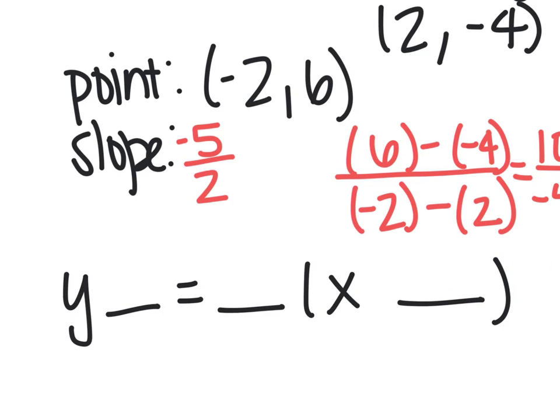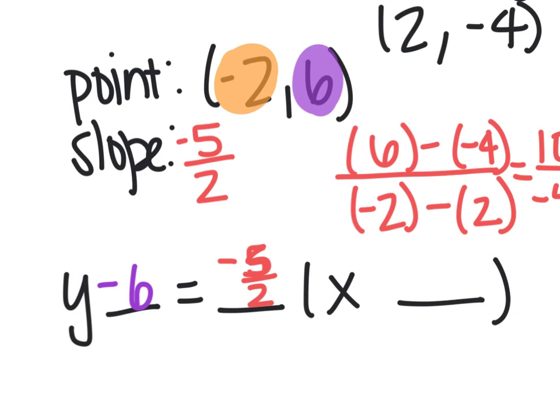So now I just need to fill in my equation. So I have y blank. Well, that's going to be a point, and that point is going to be a y value, which is 6. And remember, when we put it in our formula, it's going to become the opposite sign, so negative 6, equals, this next blank here is always my slope, which in this case is negative 5 over 2, times x and then my other value, which is my x value here. So it's going to be the opposite, though, of negative 2, which is a positive 2.